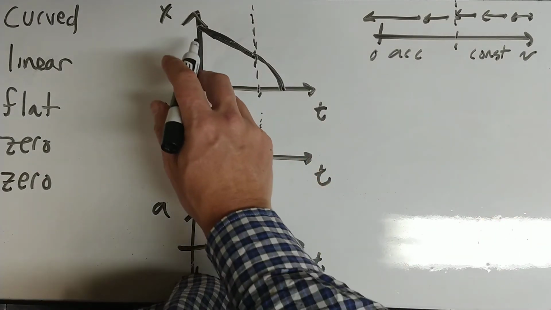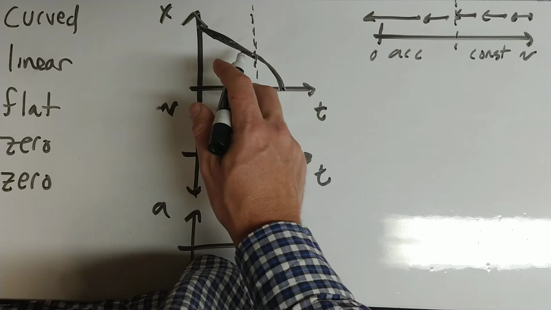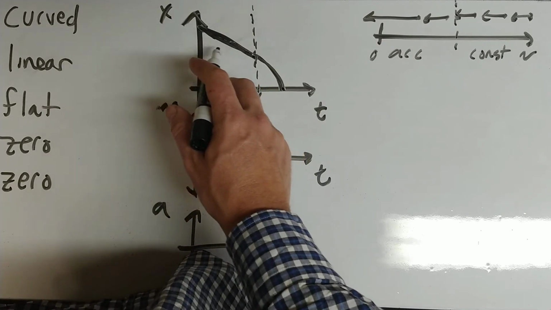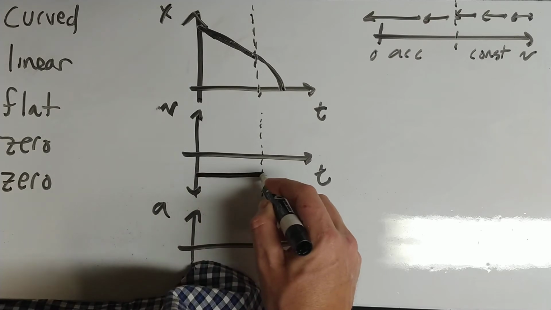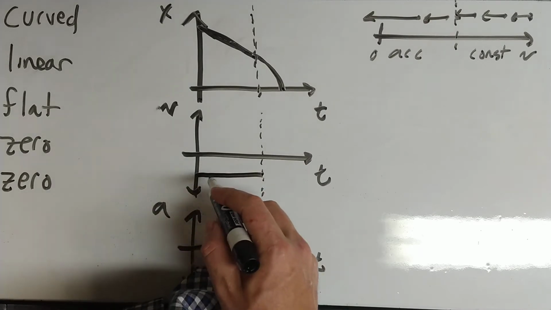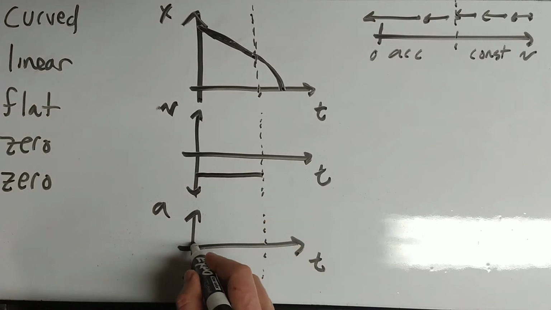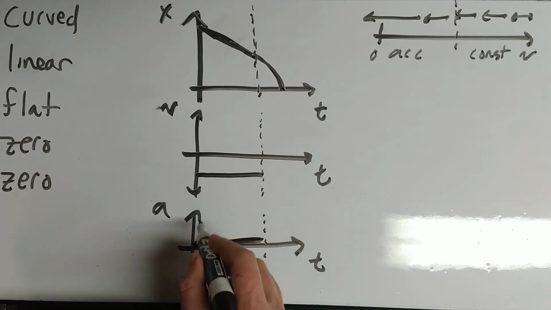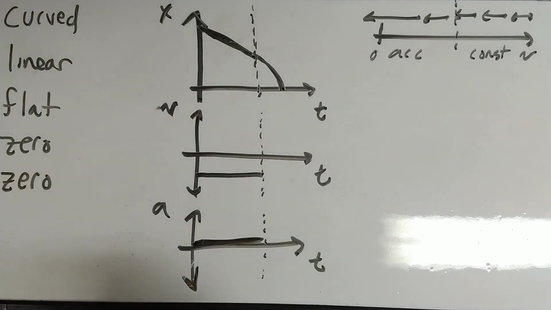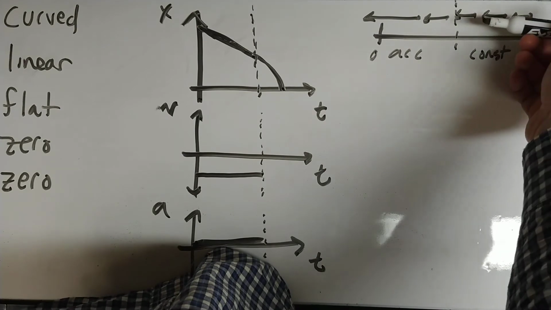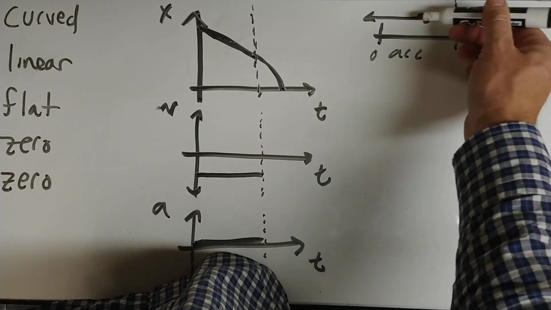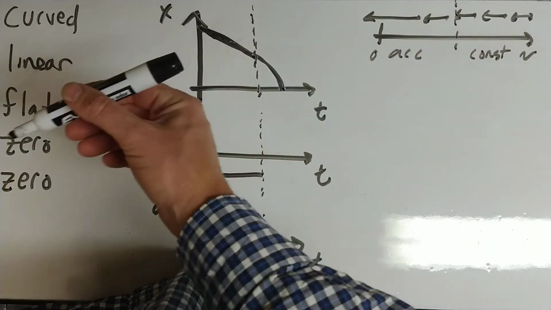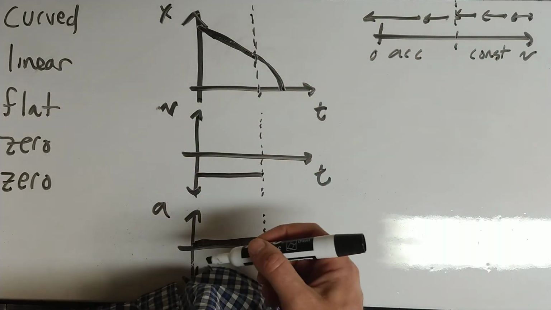So, we have a constant negative slope on the position versus time graph. So that means we have a constant negative velocity. If we have a constant negative velocity, that means we have no acceleration because we have a constant velocity. So we've got this constant negative velocity to start off with, but then the velocity has to increase. It has to get more negative. It has to get bigger in the negative direction.